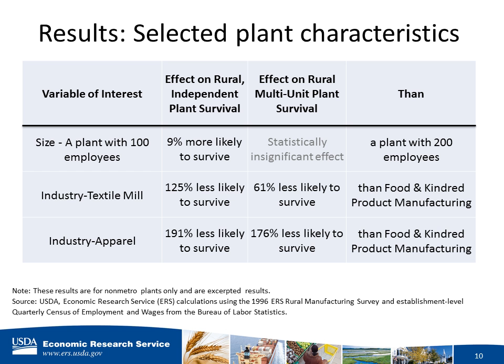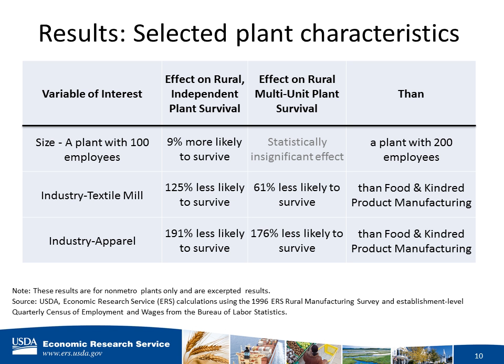I also wanted to highlight the industry results. Again, I mentioned textile and apparel were particularly hard hit during this study period. And here we see that, for example, the apparel plants were almost 200% less likely to survive. So that's about 3 times less likely to survive than food manufacturing, which was my baseline.